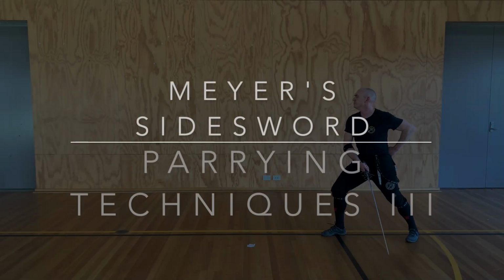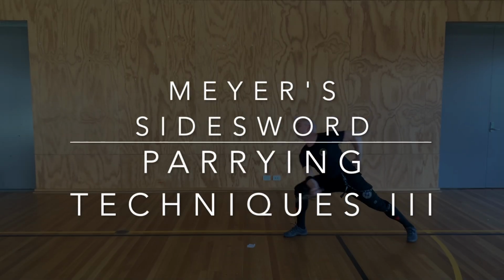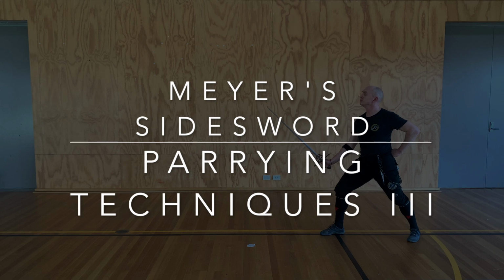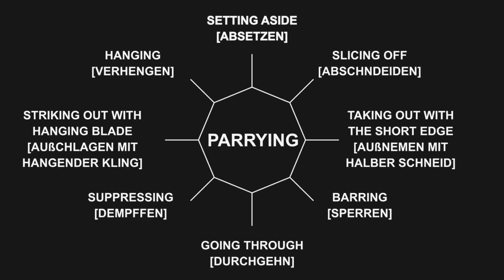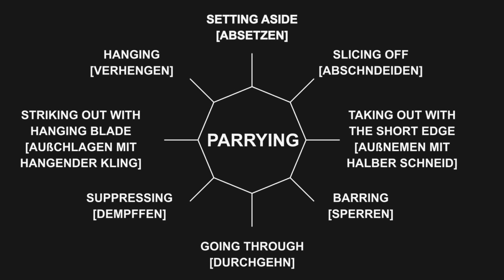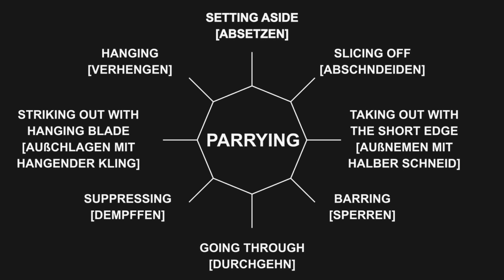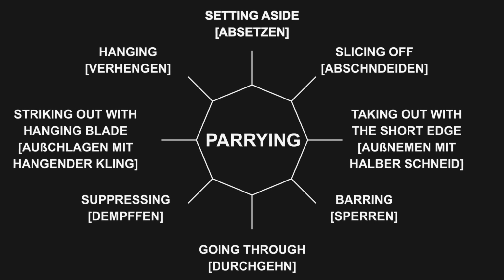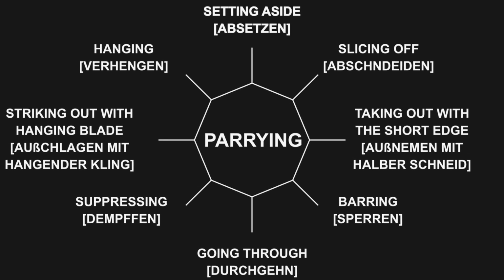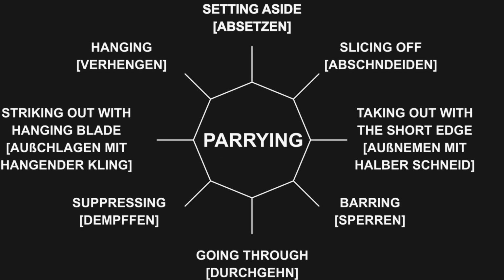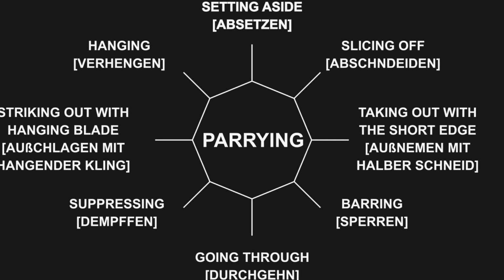This is our third and final video in our deep dive series on the parrying techniques of Meyer's Sidesword. In the previous video, we were introduced to 8 different parrying techniques from Meyer's 1570 Sidesword text. Each of these serves admirably when used in the right context, protecting us from attack and providing an opportunity for a riposte, and we could certainly end our exploration here.